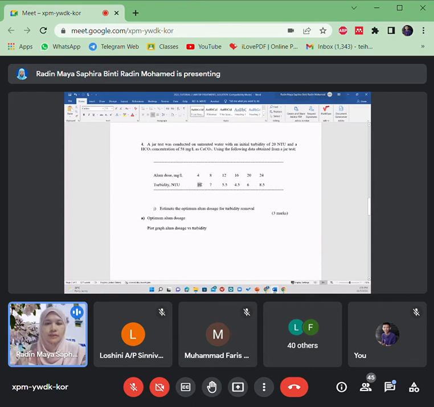So that means 10 NTU means this has the highest turbidity. Okay, it means its cloudiness is higher compared to the rest. So here, in this question, they added the alum dose. Okay, what's the purpose of adding alum?